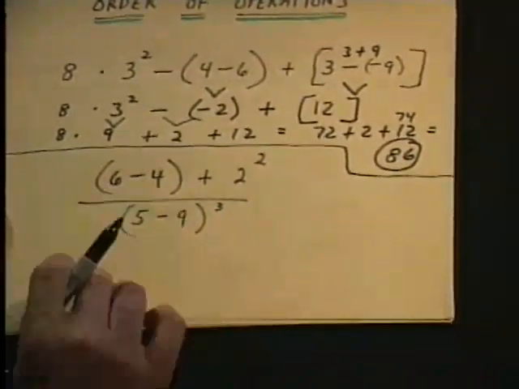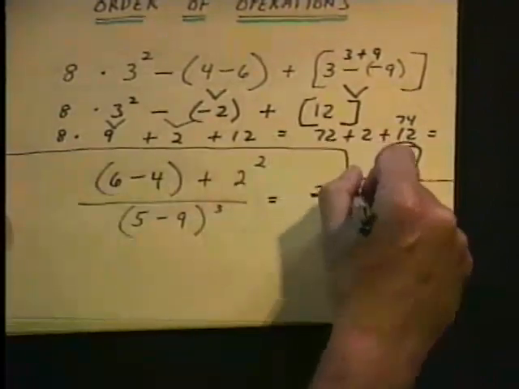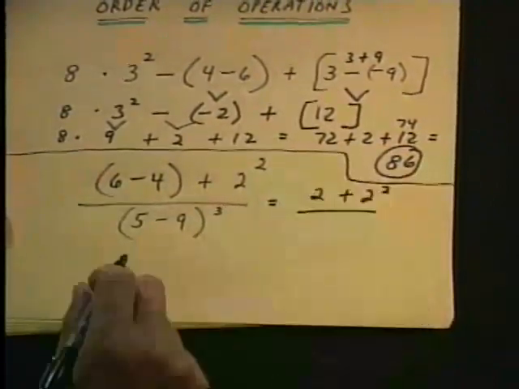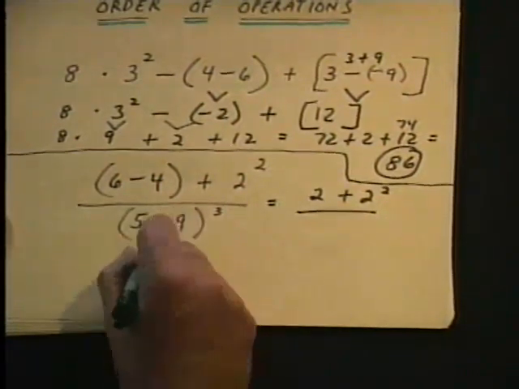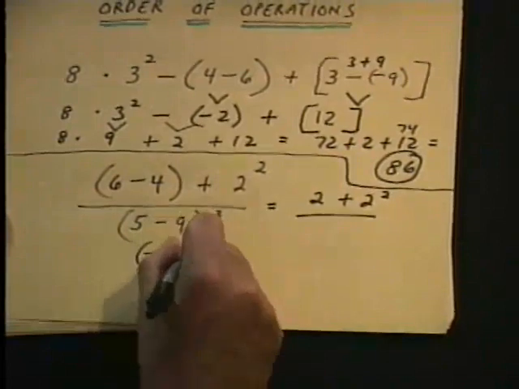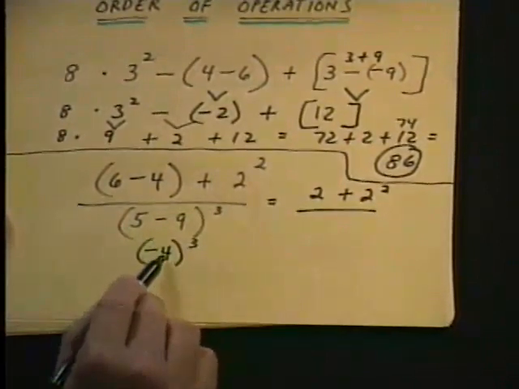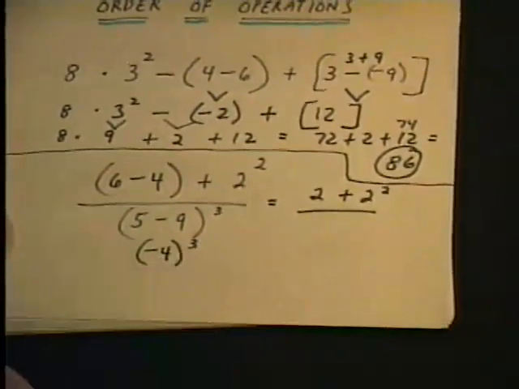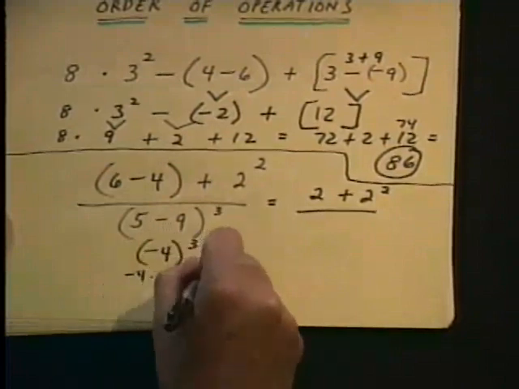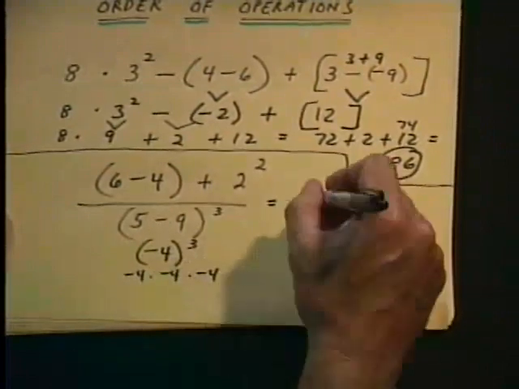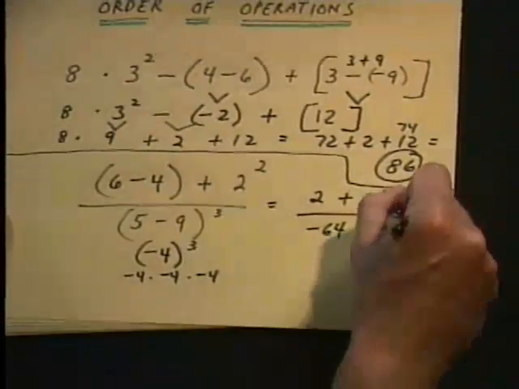Again, do what's inside the parentheses first. So 6 minus 4 is going to give us 2 plus 2 squared divided by 5 minus 9 now. Different signs subtract. That's going to give us a negative 4 raised to the third power. Now notice the parentheses stays on that negative 4, but since that's an odd power, it really is not going to matter because it's going to be negative 4 3 times, which will give us a negative 64 on the bottom. Now, what do we do next?